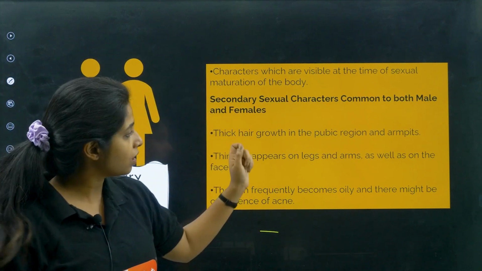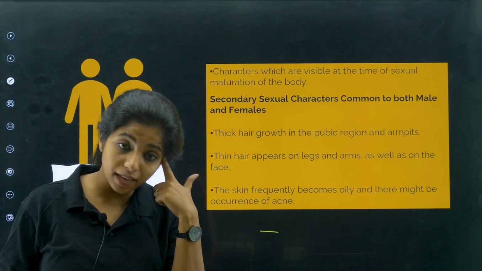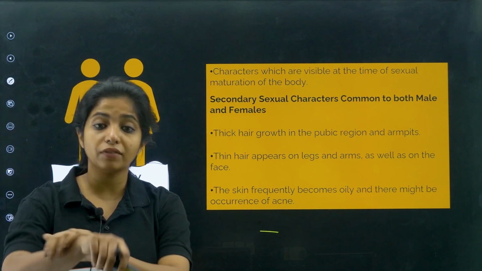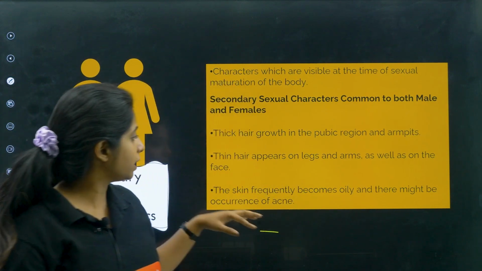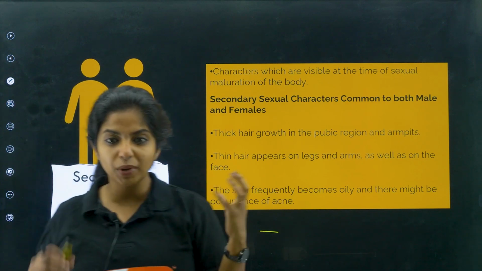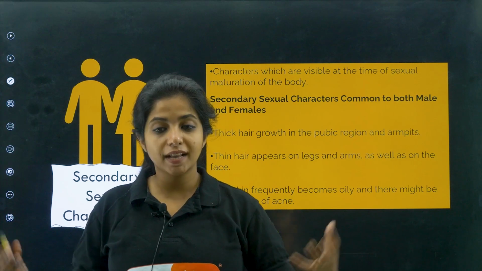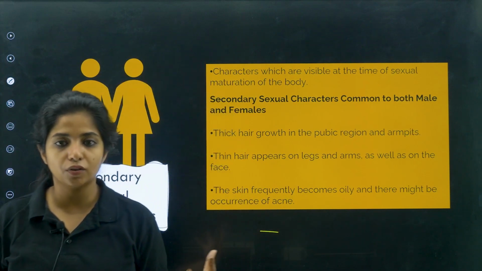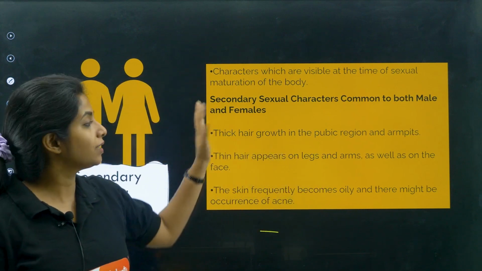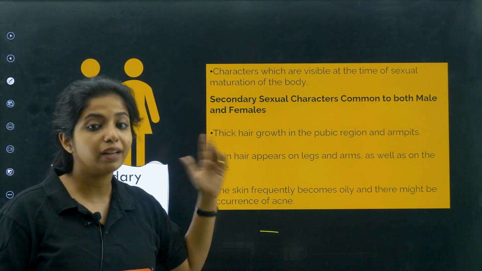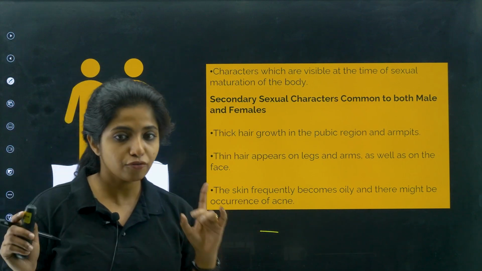Now thin hair will be starting to appear on the leg and the arm as well as on the face. So you will be having facial hair, both men and women, and also thin hairs all over your body. Skin frequently becomes oily and there might be occurrence of acne also. You might have seen there's a period in everyone's life where everyone's face is full of acne. This is when your sebaceous glands become so active under the control of hormones, which is why it happens. So totally fine, no problem. These are the things common to both male and female. I want you to study this. Questions come from it, so you should not forget this.